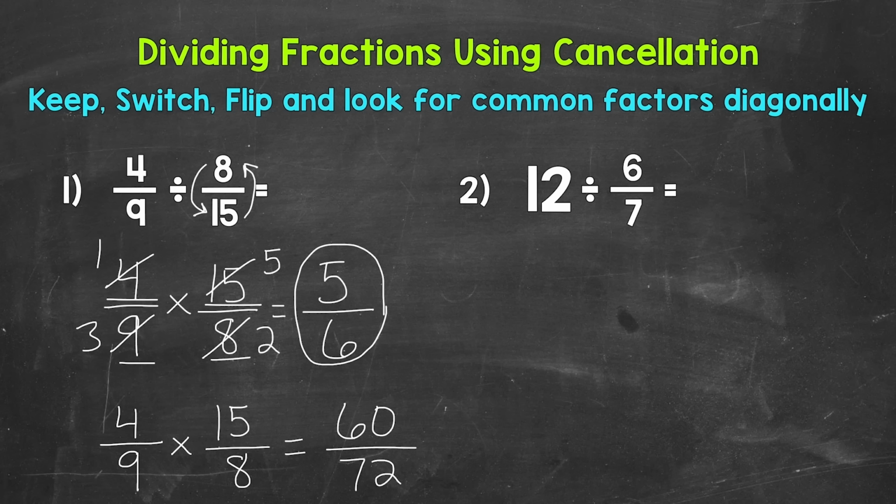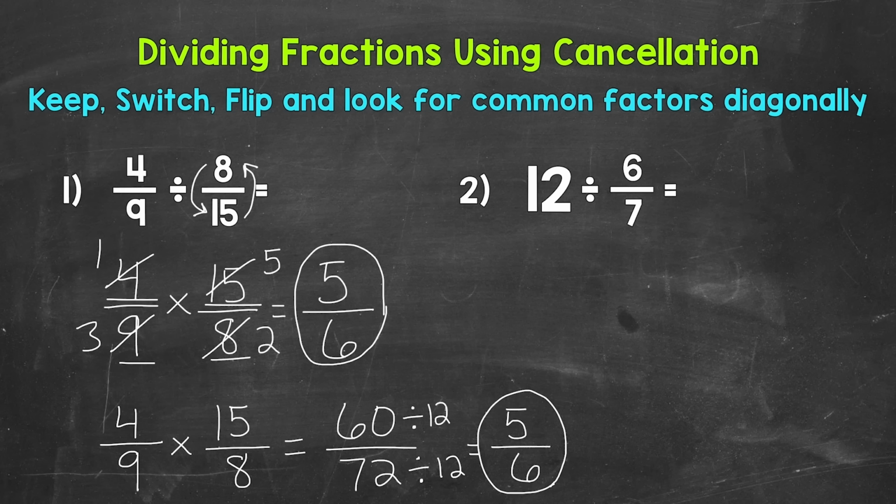Now that's different than the answer above. That's because we haven't simplified yet. Are there any common factors between 60 and 72 other than 1? Yes. The greatest common factor between 60 and 72 is 12. So let's divide both of them by 12. 60 divided by 12 is 5. 72 divided by 12 is 6. So you can see that we get 5/6 that way as well. We get the same answer either way.